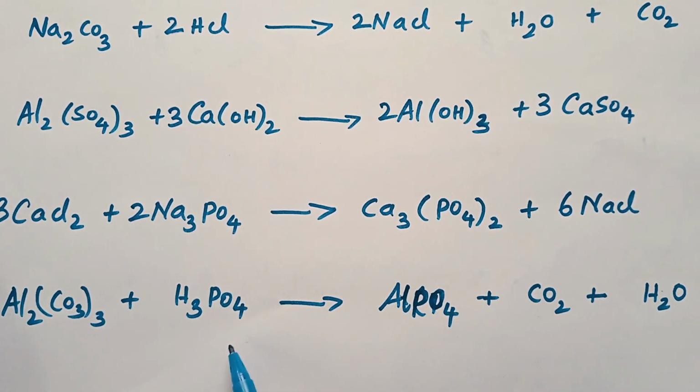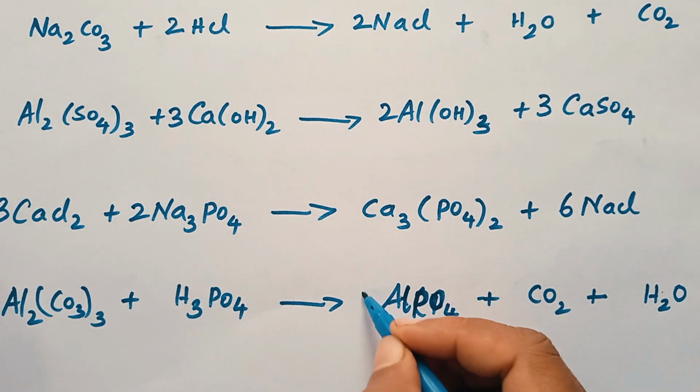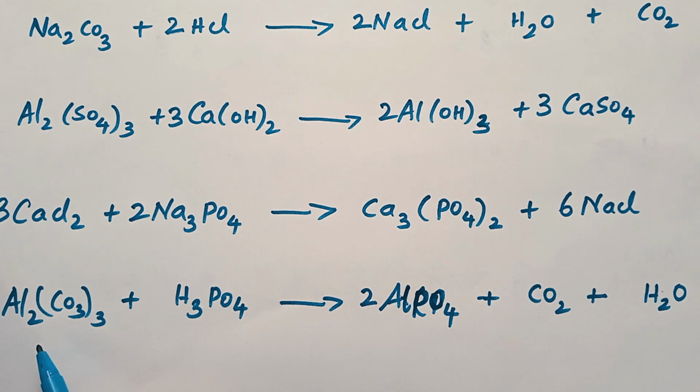Al2(CO3)3 plus H3PO4 gives AlPO4 plus CO2 plus H2O. Okay, first check for aluminium. It is 2 here. It is only 1 here. So change it into 2. So aluminium is balanced. Carbonate group is 3 here.